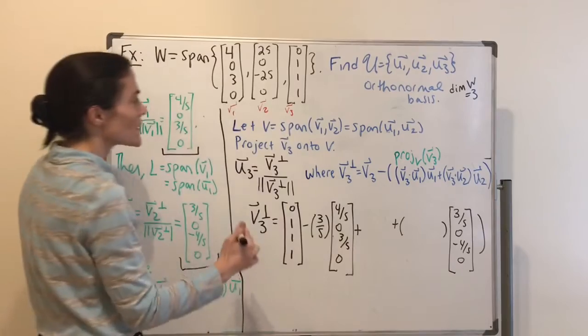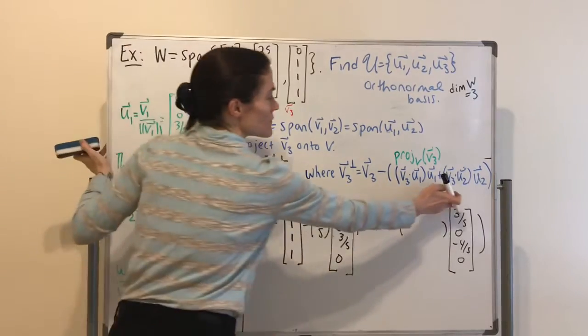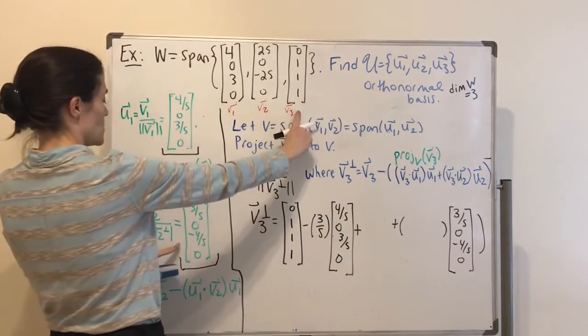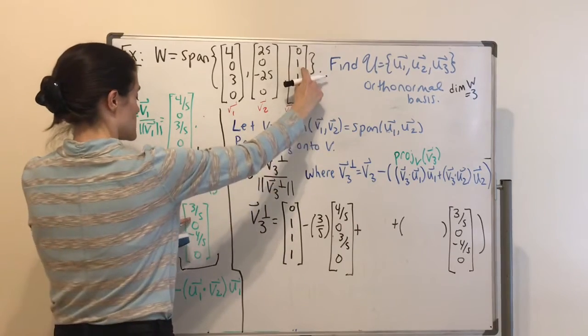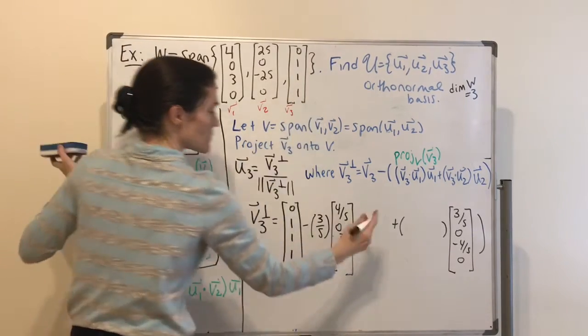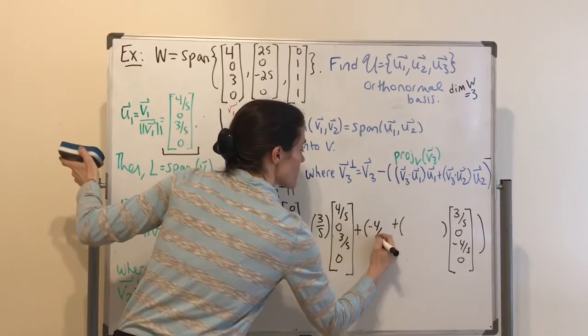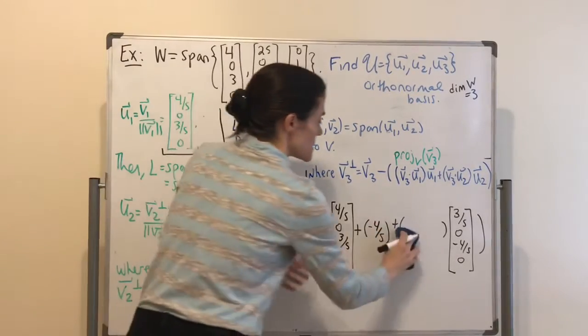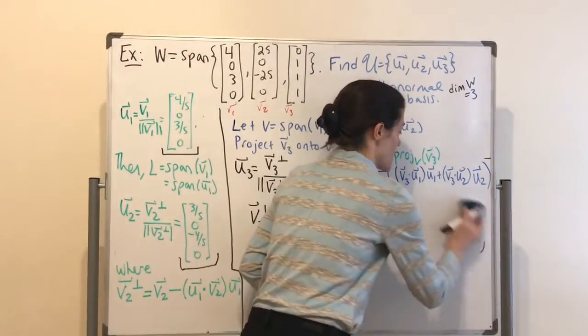Okay, then we have, what's the dot product here? v3 dot u2. Well, it's 0, 0, minus 4/5 and 0. So this is minus 4/5 and then times this vector, which again I'll recopy.